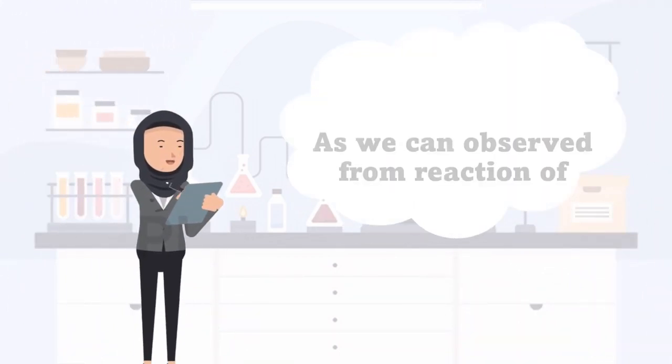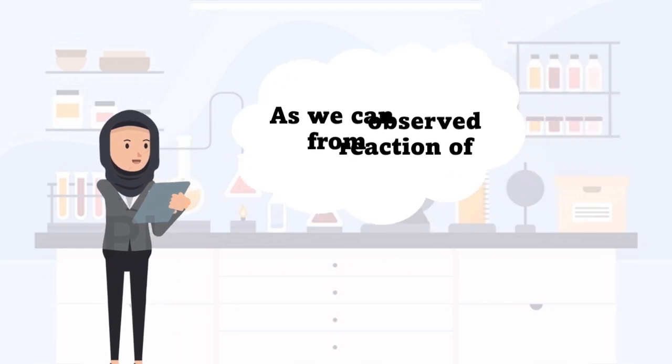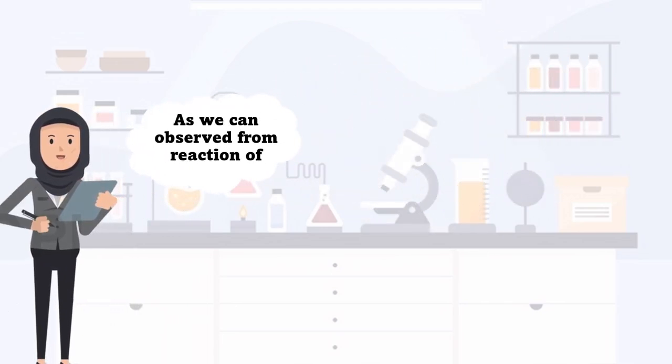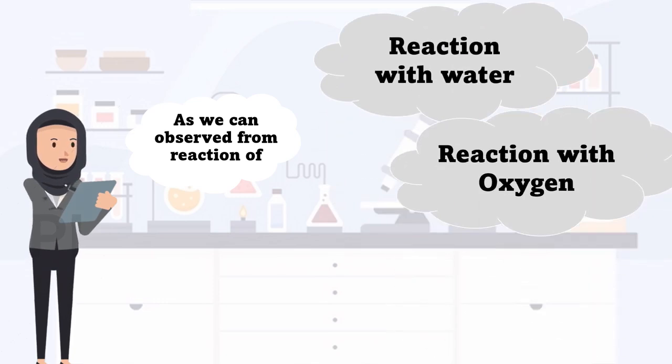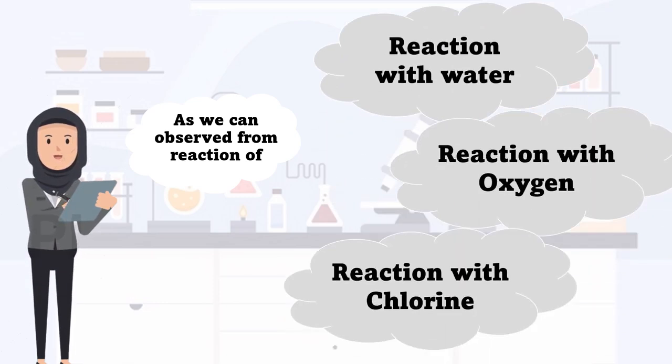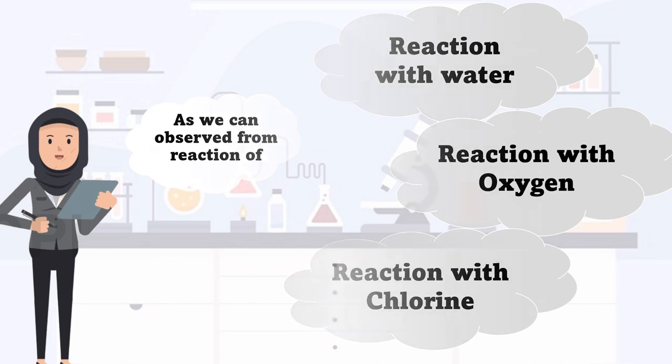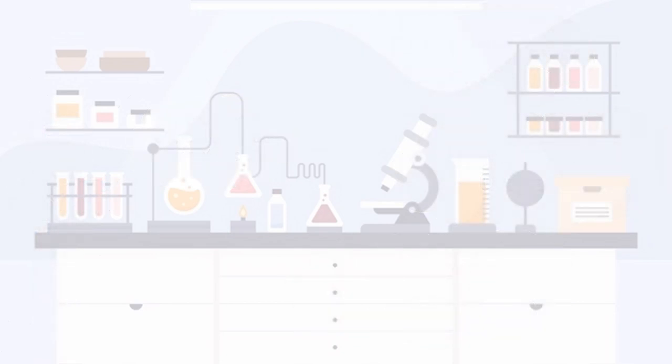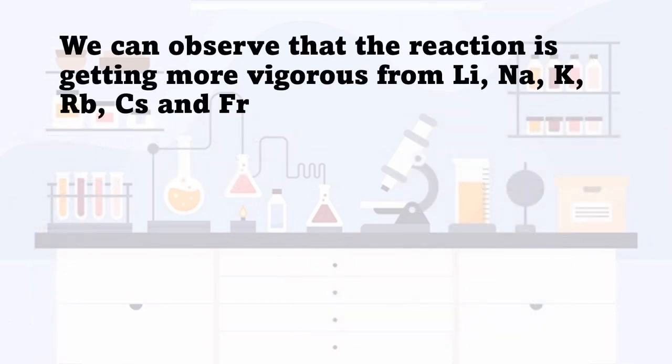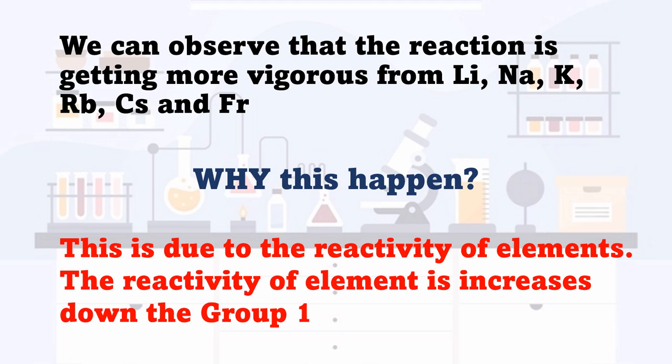As we can observe from the reaction of group 1 with water, with oxygen, and with chlorine gas, the reaction is getting more vigorous from lithium, sodium, potassium, rubidium, cesium, and francium. So why did this happen? This is due to the reactivity of the elements. The reactivity of elements increases down group 1.